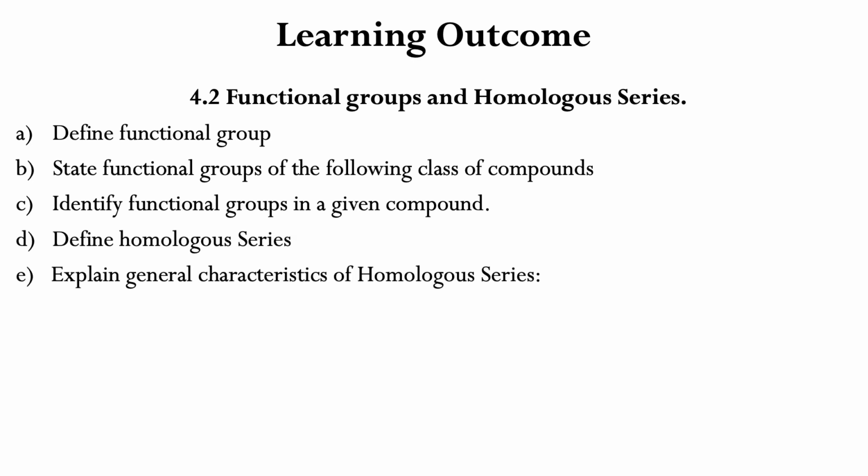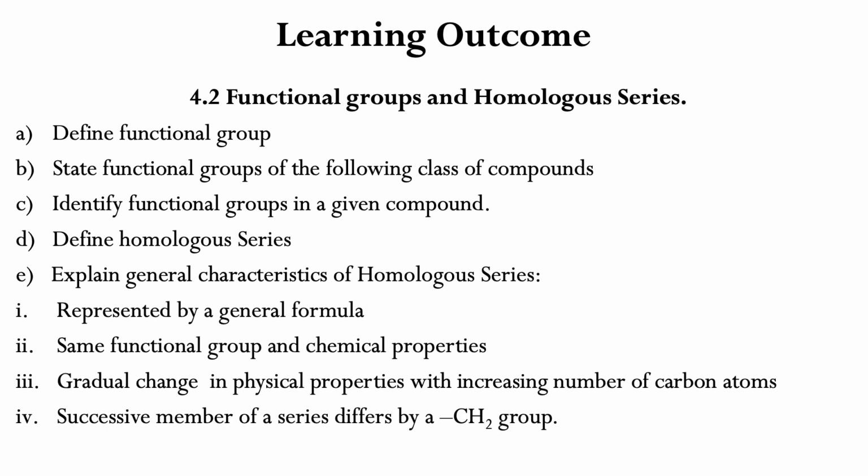D. Define homologous series. E. Explain general characteristics of homologous series, which are: the first one, represented by a general formula; second, same functional group and chemical properties; third, gradual change in physical properties with increasing number of carbon atoms; and the last one, successive members of a series differ by a CH2 group.